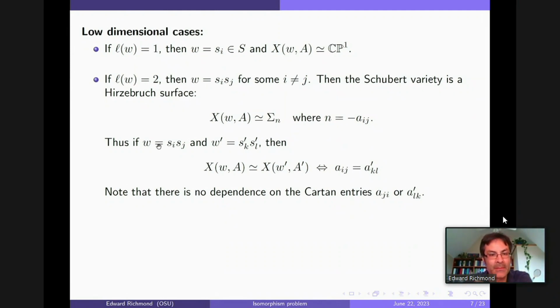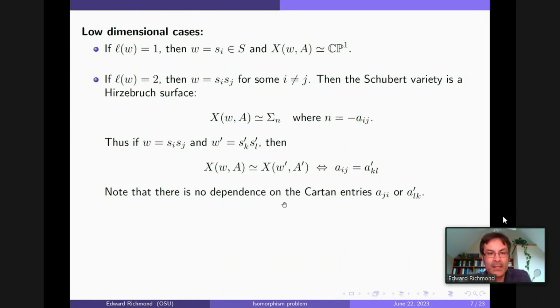which is pretty nice. One thing I'd like to observe is that when you look at this characterization, there's no dependence on the transpose entries. And that's because W equaling Sj Si in the reverse order is potentially a different Schubert variety. You just can't simply swap these two and expect to get the same thing. And if I swapped i and j, then the dependency is going to be on the transpose entry.